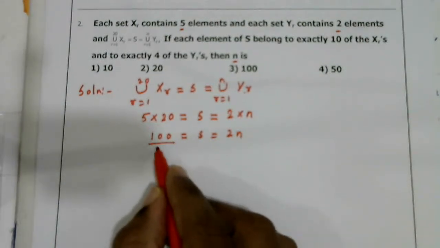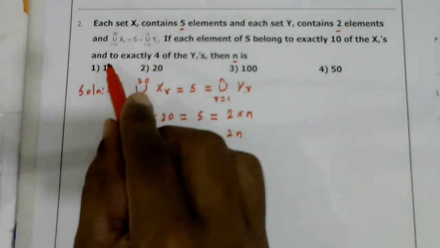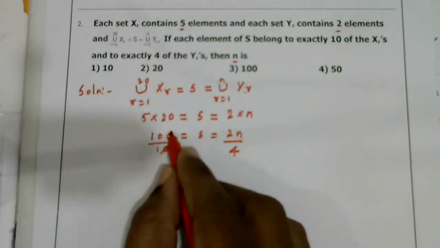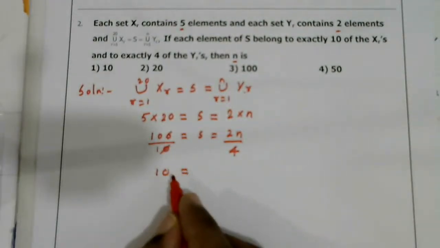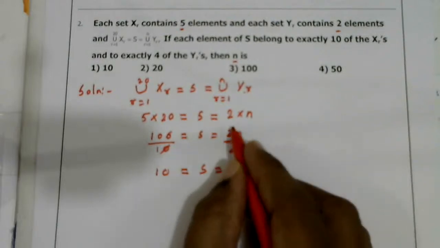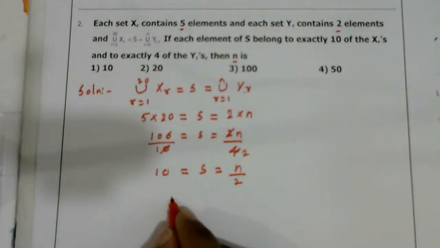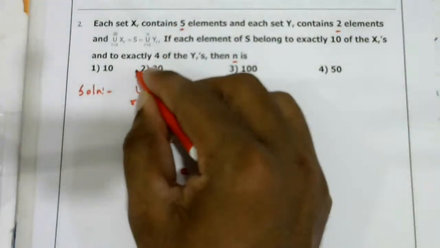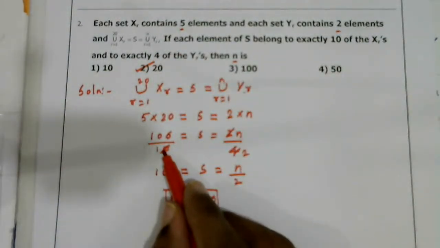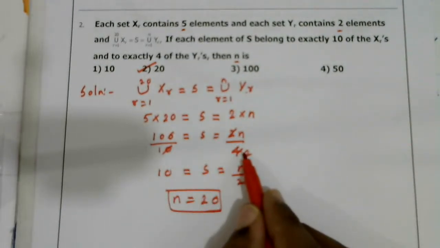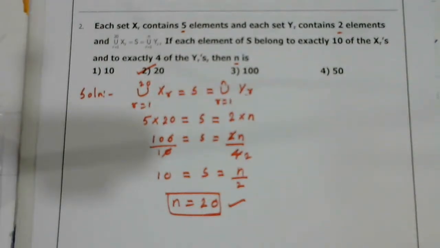So I should divide by 10 here, and since each element belongs to exactly 4 of the YRs, divide by 4 there. So the zeros get cancelled: 100 divided by 10 is equal to 2n divided by 4, which gives n by 2. So n is equal to how much? 20 you are getting. So the value of n is equal to 20. You just divide by 10 because each element of S belongs to exactly 10 of the XR, and divide by 4 for the YR. Let us go for the next question.